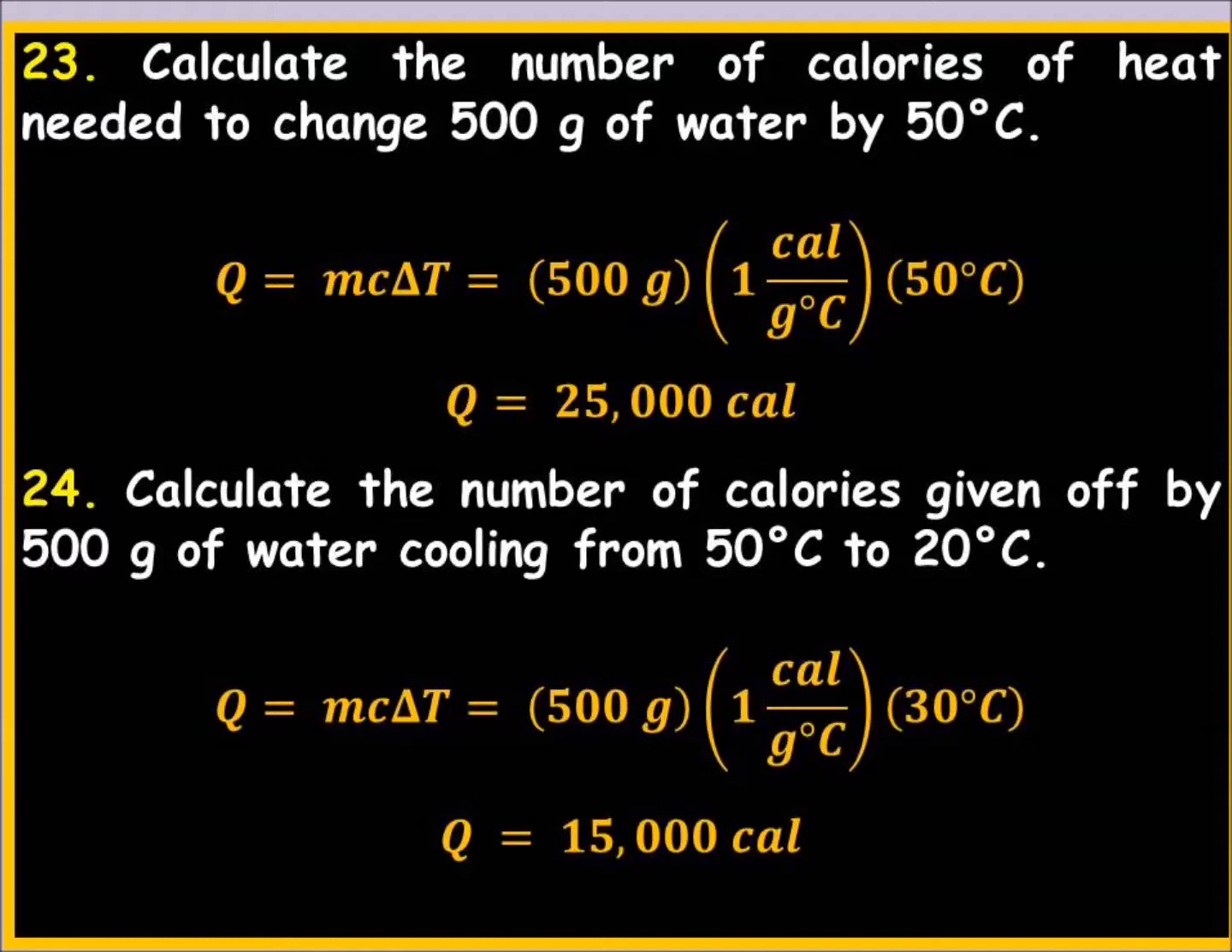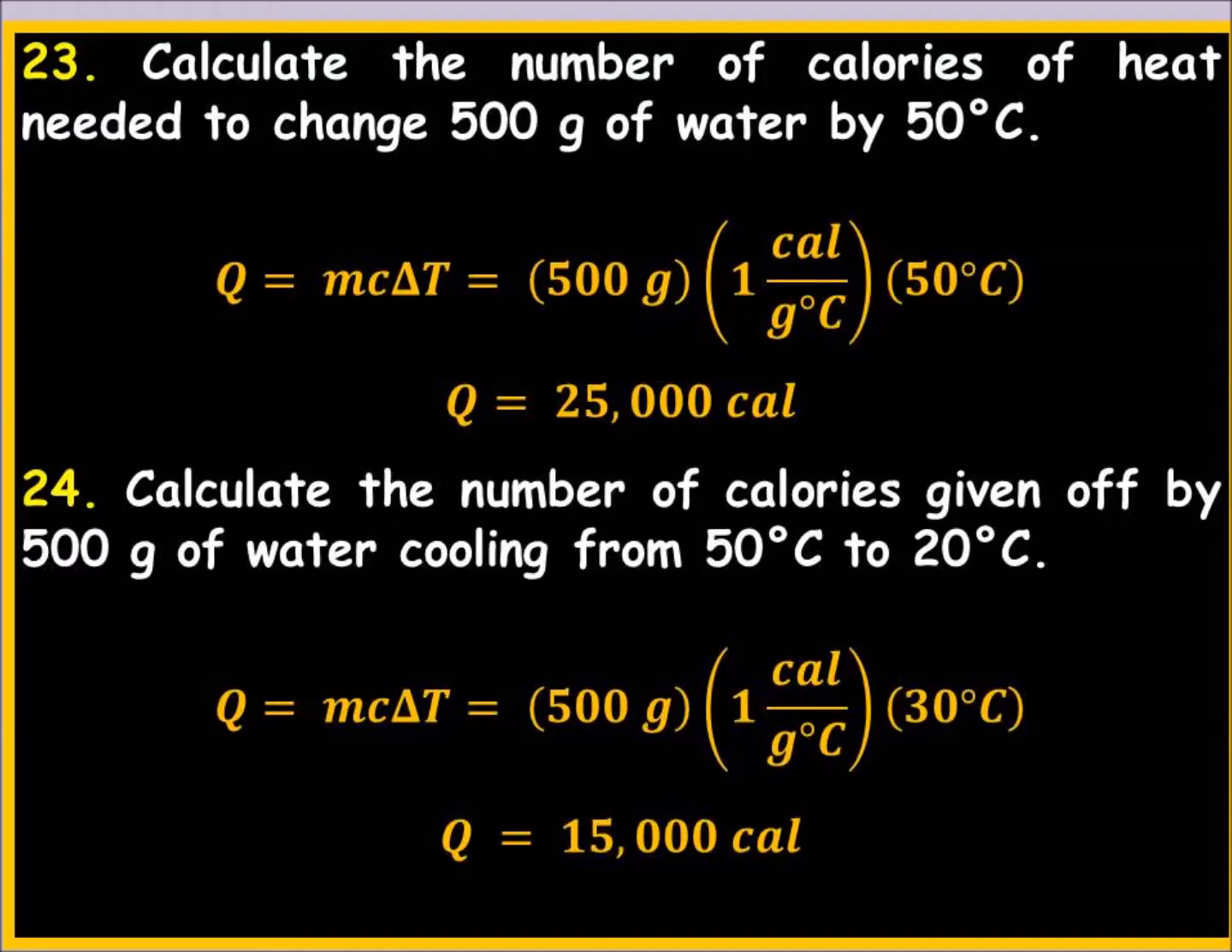So notice that the specific capacities are given in calories per gram degree Celsius, so that's what I have to use. I have to use grams for mass and degrees Celsius for temperature, and pretty straightforward. You're measuring Q, which is heat. Q stands for quantity of heat. It doesn't make a lot of sense maybe, but that's the way it is.